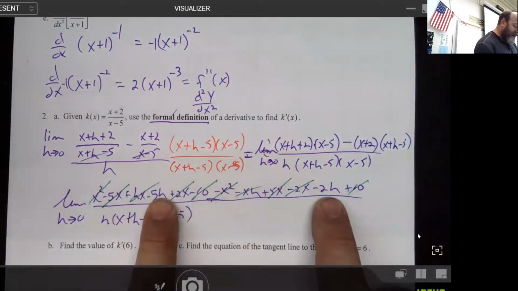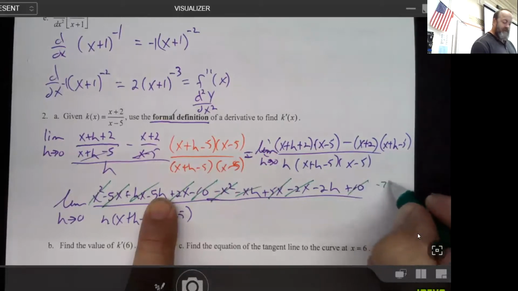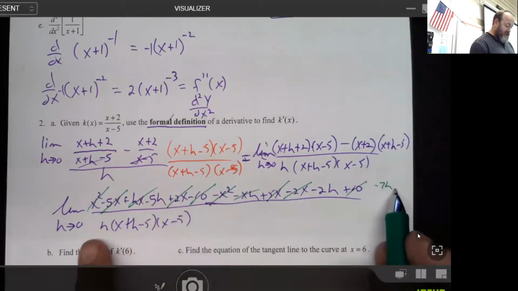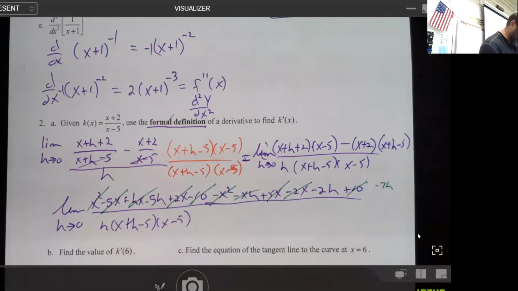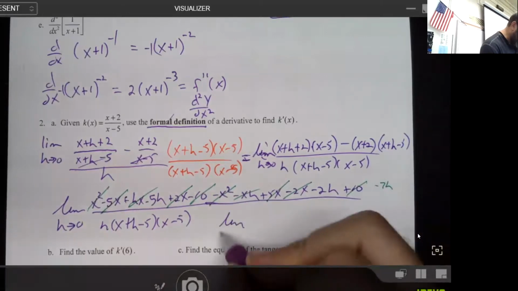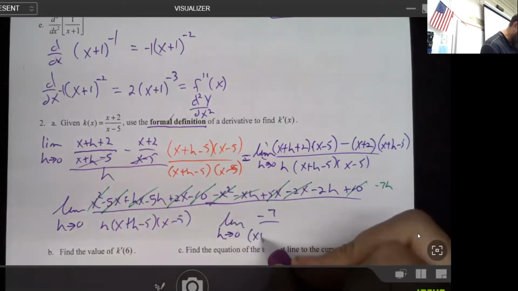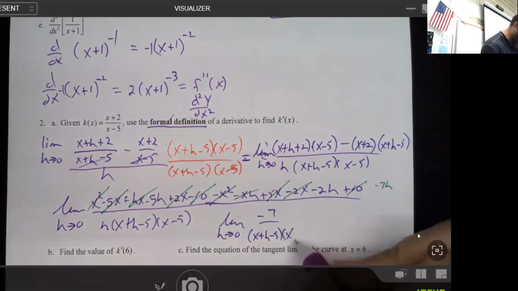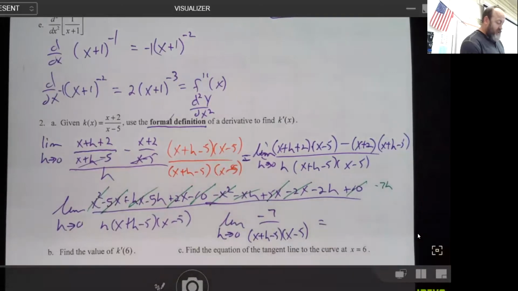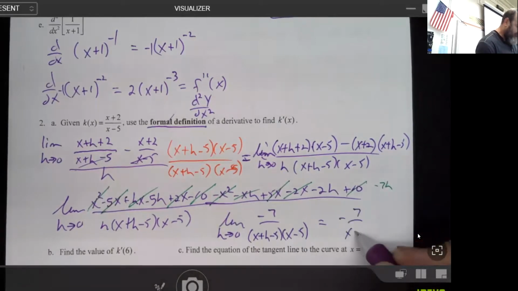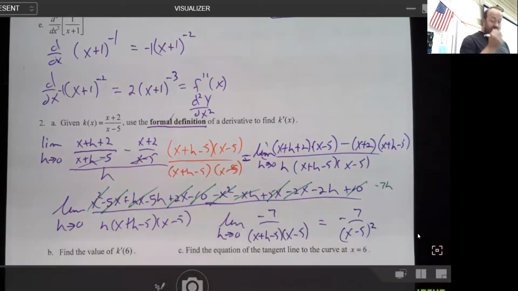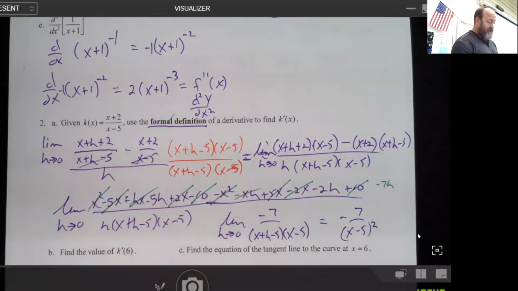And so if the entire numerator comes down to negative 7h, I could cancel the h's, and I'm down to the limit as h goes to 0 of negative 7 over x plus h minus 5 times x minus 5. But as h goes to 0, this is just x minus 5 times x minus 5, which is x minus 5 quantity squared. And that is our derivative of our big nasty quotient.